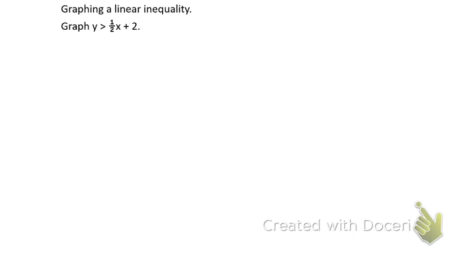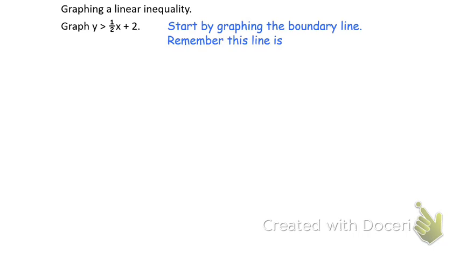Let's check one more here. Here we have y is greater than 1/2 x plus 2. This time we have the boundary line that is dashed. We know it's dashed because it's just greater than. The boundary line has a slope of 1/2 and a y-intercept of 0, positive 2.